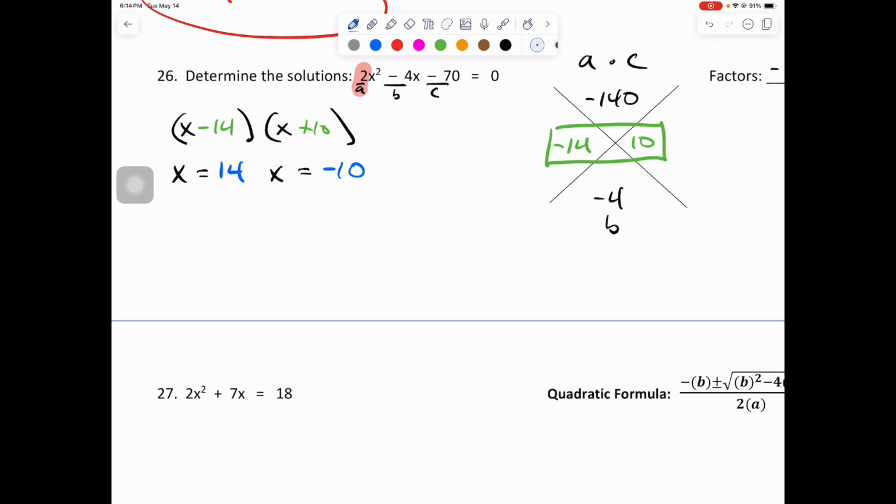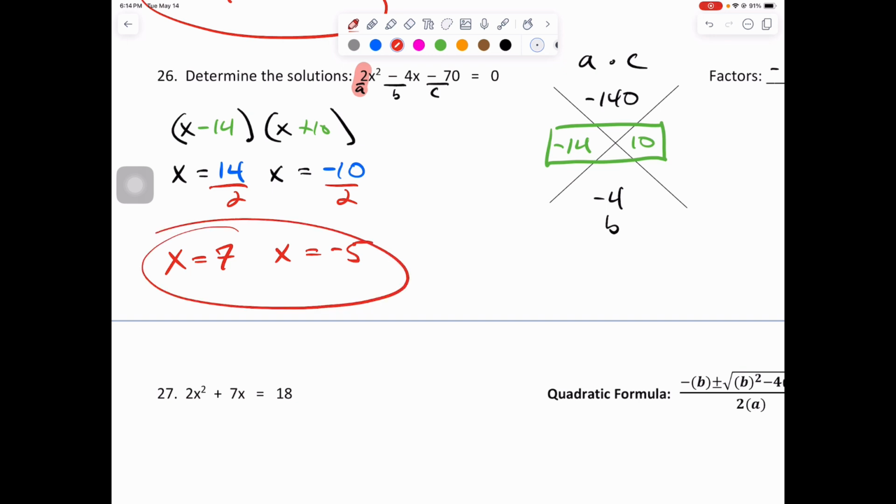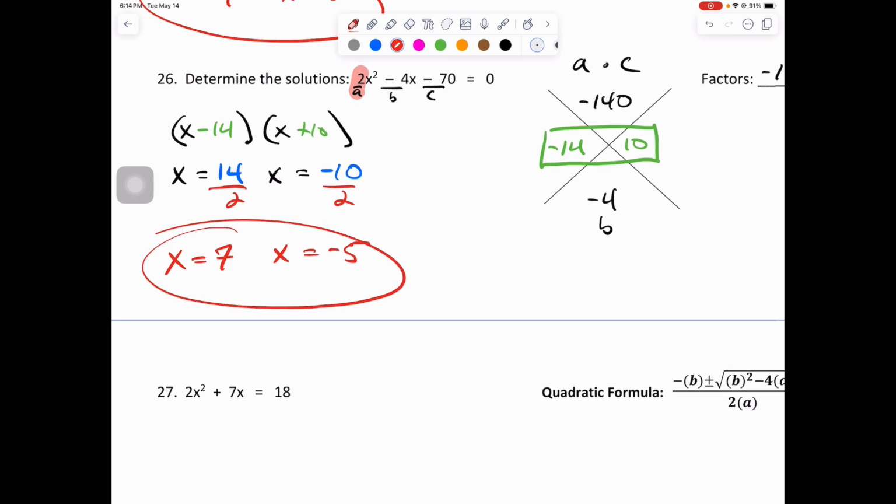All right. So we divide each by 2, leaving us x equals 7, x equals negative 5. Go ahead and circle your answer.